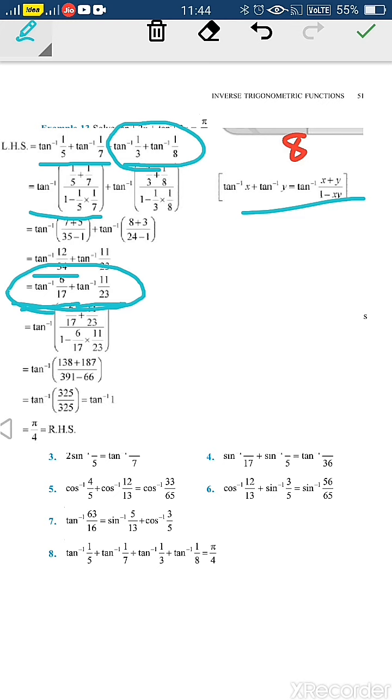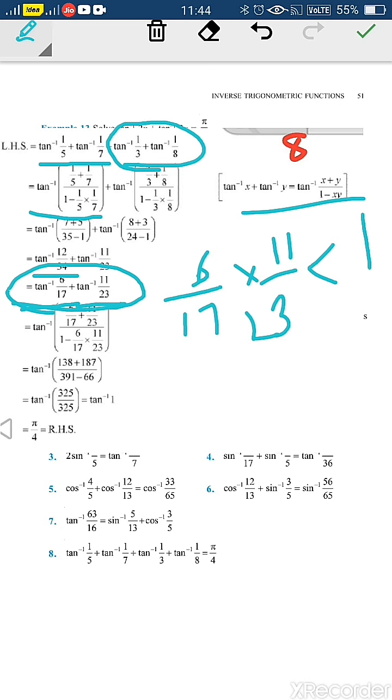Again this becomes tan inverse x plus tan inverse y. Now again you have to check whether 6 by 17 into 11 by 23 is less than 1 or not. Yes, it will be less than 1. So after solving it you get the answer tan inverse 1, right? So when is tan inverse 1? It is when the angle is pi by 4. So this is your right hand side, hence solved.